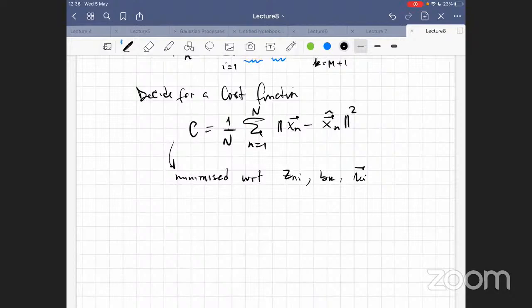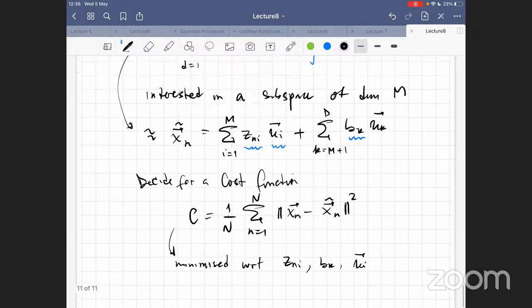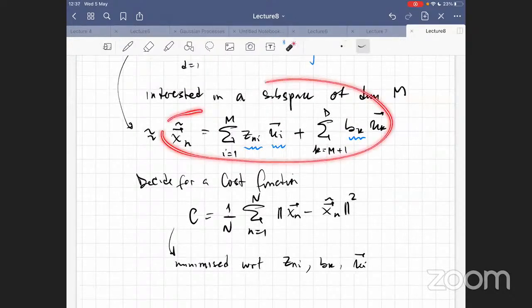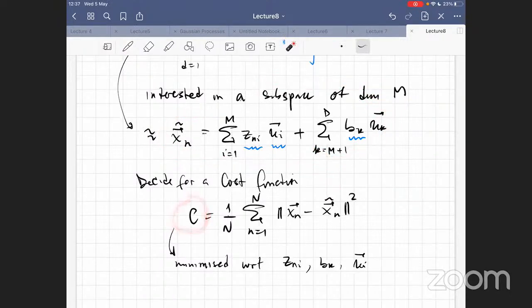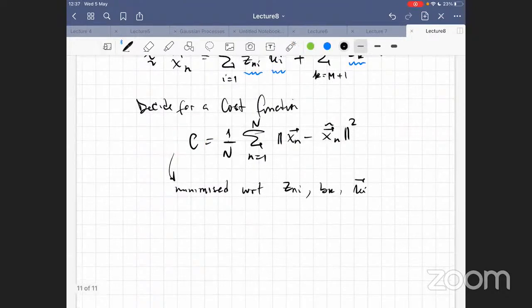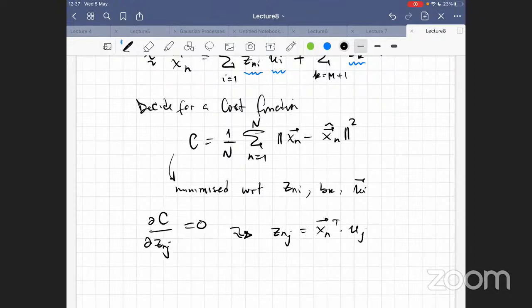This may be boring algebra, but I'm just giving you the result. Taking this expression, plugging it in, and differentiating with respect to all these parameters, you have on the one hand the derivative of the cost function with respect to z_nj equal to 0. This is what we want. And by doing this, one gets that the optimum z_nj is equal to this, for j from 1 to M.